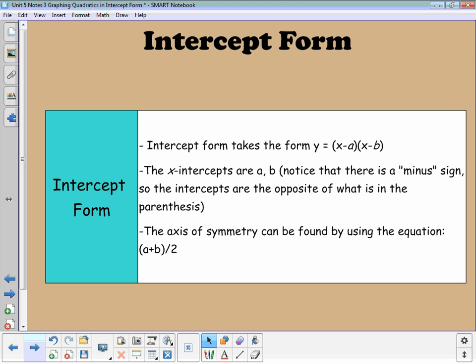Now we have a new equation to find our axis of symmetry and/or our vertex. The new way we're going to be doing this is basically just adding the x-intercepts and dividing by 2. What that tells us is that our vertex is halfway between our two x-intercepts. So that's where that equation is coming from.